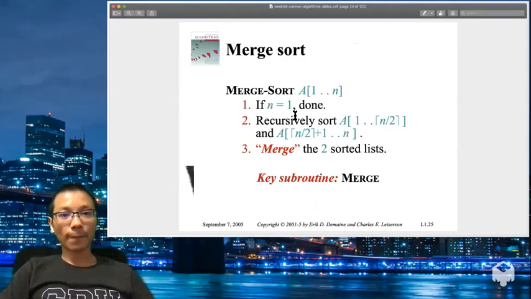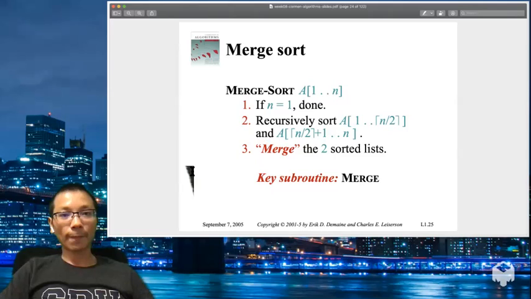Now we're given an array of n elements, okay? The very first step is we check if n equals 1. If n equals 1, we're talking about an array of size 1. If your array has only one element, we're done. This array is sorted, right? You have one element, that one element is sorted. No work to be done. Now, if it's not 1, it's greater than 1, which is most of the case, probably.